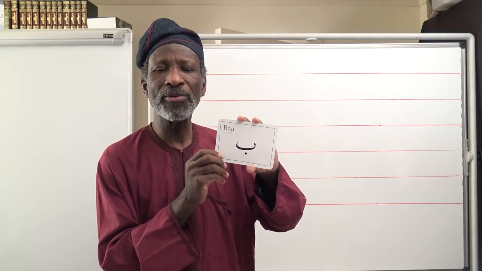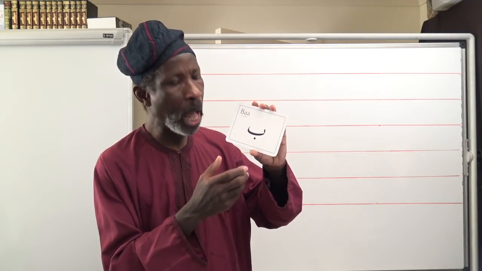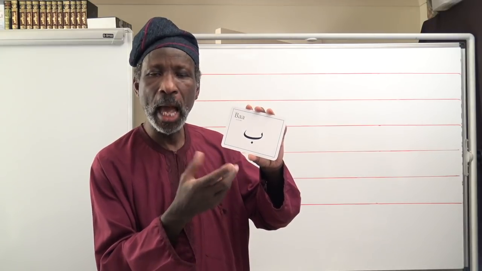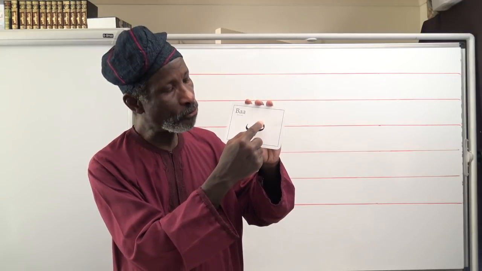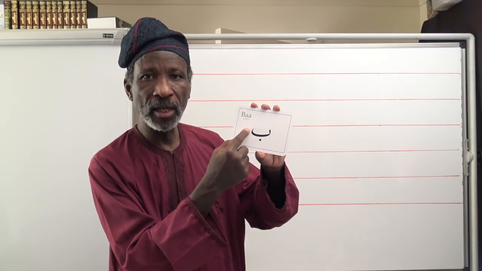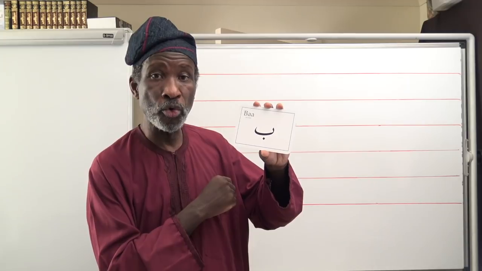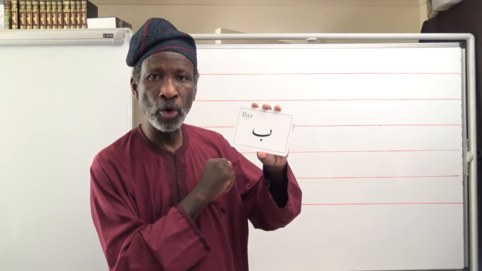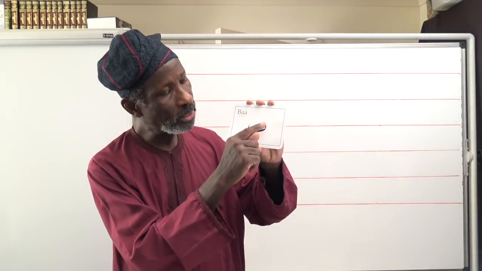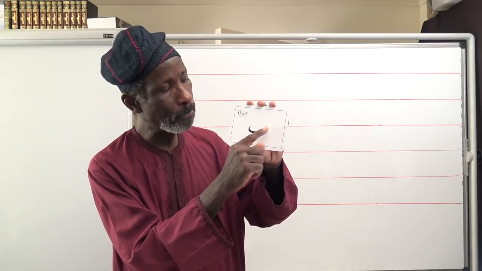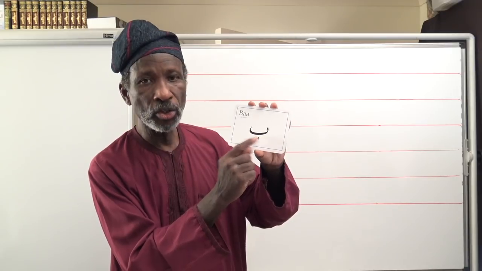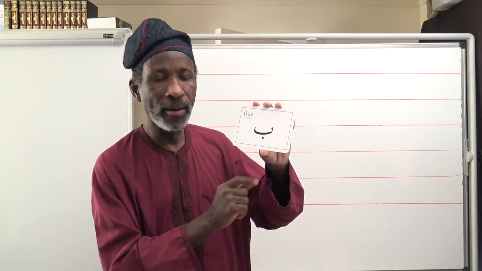Now, the next is Ba. Ba is also very simple to pronounce. Ba, a simple B. And the shape, obviously you're writing from right to left. Later on, I shall write on the board for you how to form your letters. Now, this is Ba. You see the boat shape, and it has one dot below. That's a Ba.